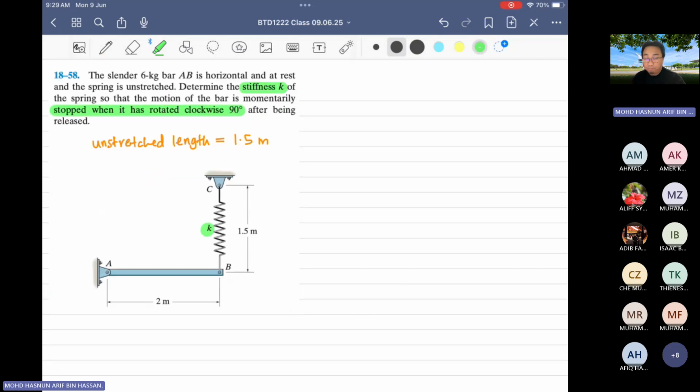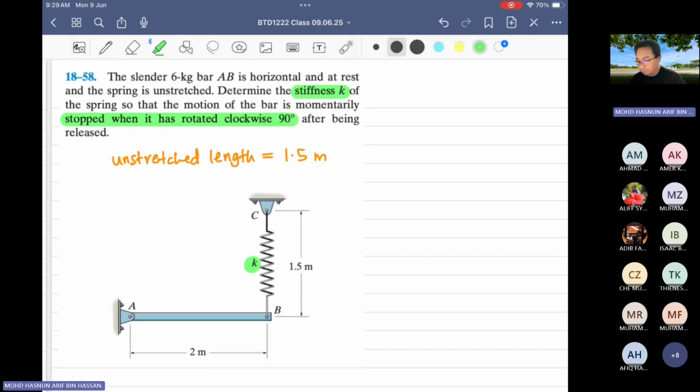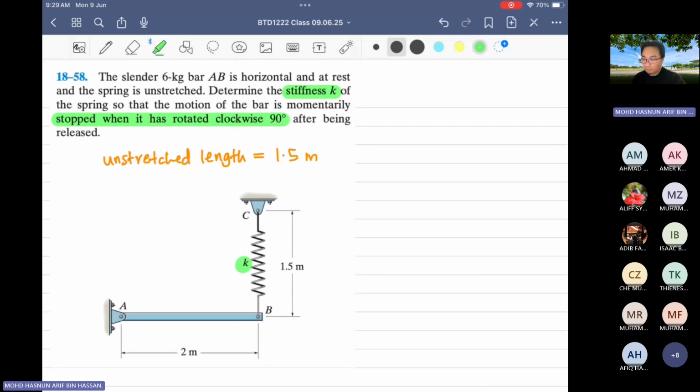Okay, what do you understand from this sentence? What does it mean? The bar is released from rest. So at the top there is already a clue: at rest. When it is released at horizontal, the rod is at rest. Then it is released, and after it has rotated 90 degrees, the rod is momentarily stopped. So what does that mean? What do you understand by this?